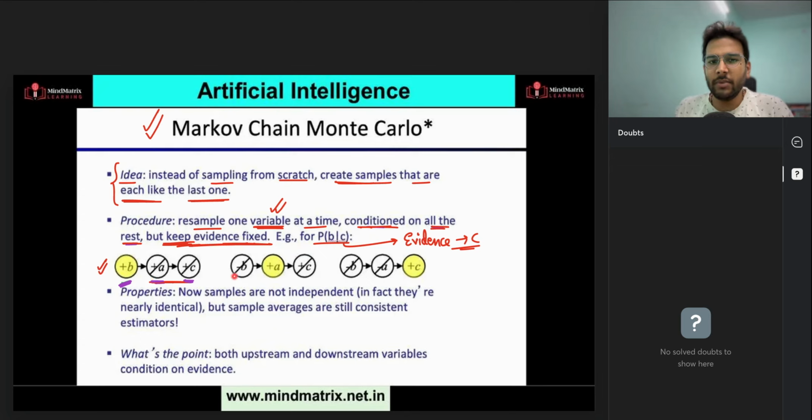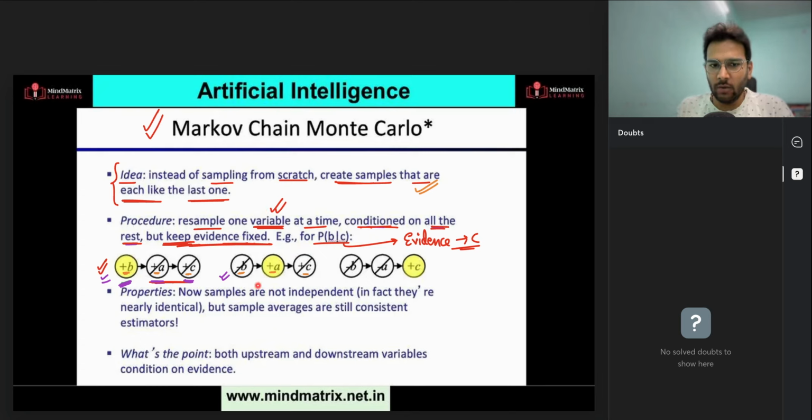Fine. Similarly here also, if you compare this one and this one, can you see that there is only one variable change? What do I mean by that? If you see here, plus A is here, plus A is also present over here. Plus C is here, plus C is also present over here. So the only difference you have is here it is plus B and here it is minus B, right? So that is the only difference you have.